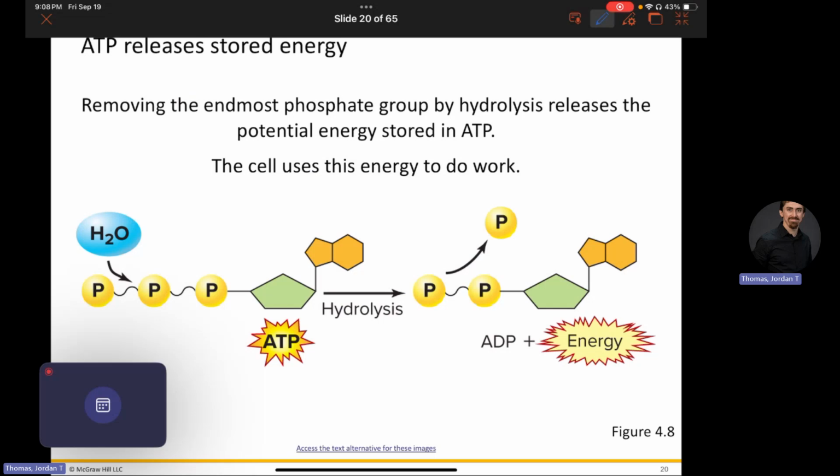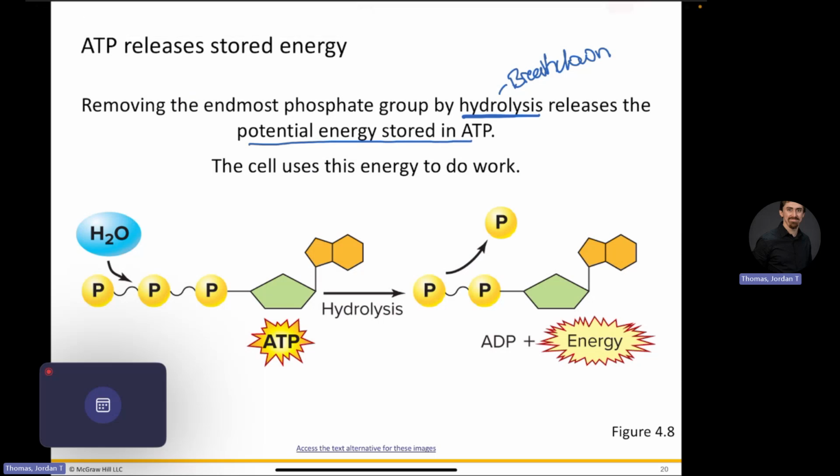So removing the endmost phosphate group by hydrolysis, think breakdown. It's really the breakdown by using water. But for this class, think of hydrolysis as breaking something. So removing the endmost phosphate group by hydrolysis releases the potential energy stored in the ATP. If we see in this example, water comes in and breaks this bond, and when it breaks it, we get a lot of energy being released.